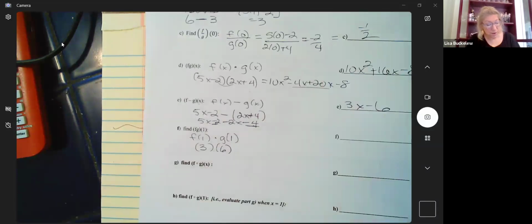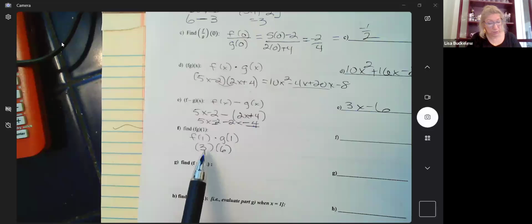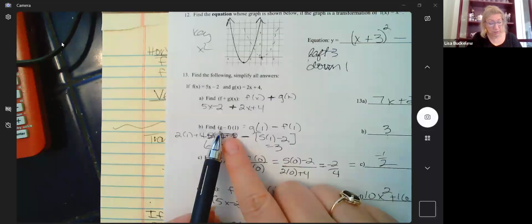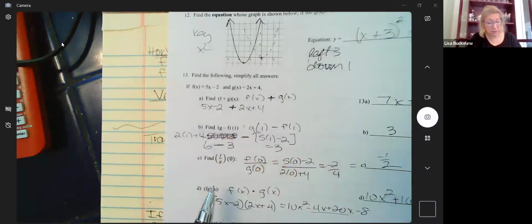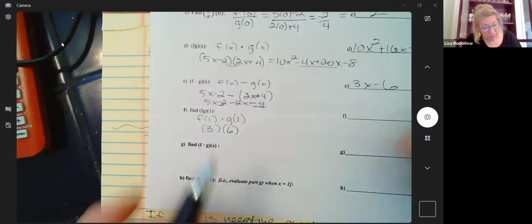Okay, so see how both times when we plugged in 1, we're working with the numbers 3 and 6, but up here it said to subtract them. And then down here, it says to times them. So we're going to get 18.